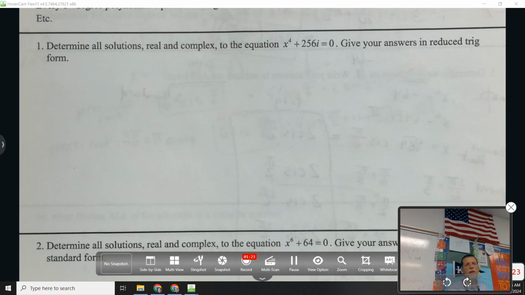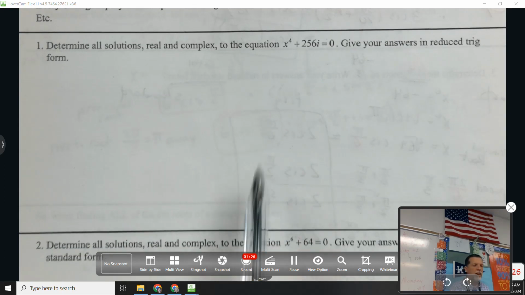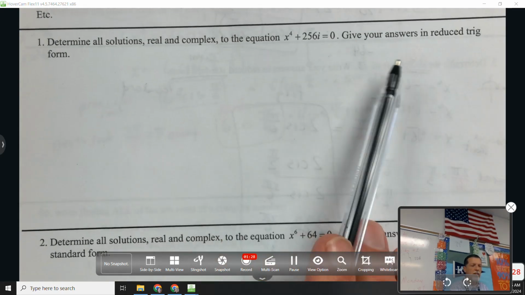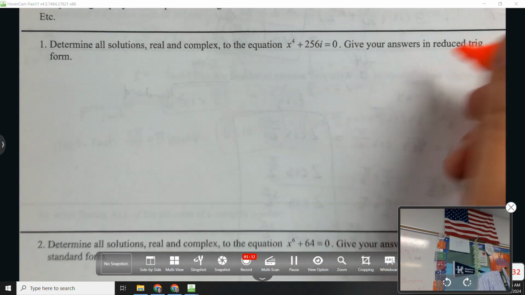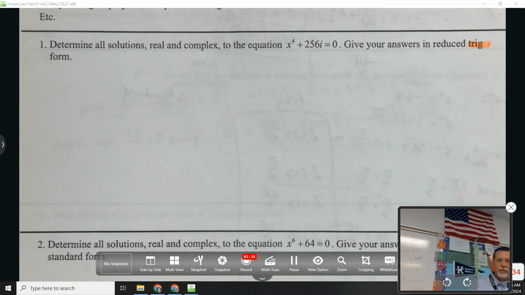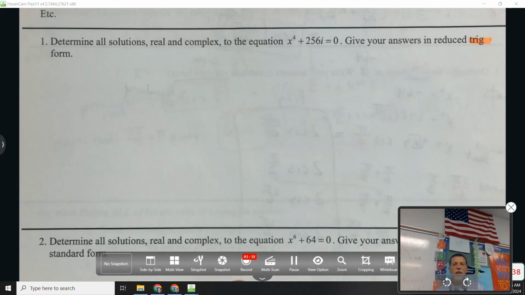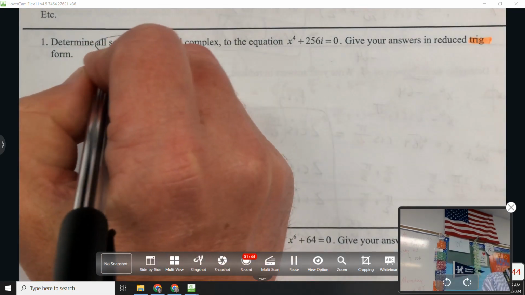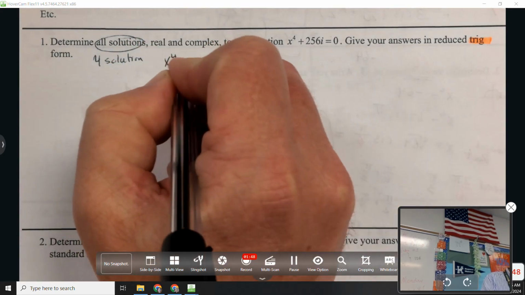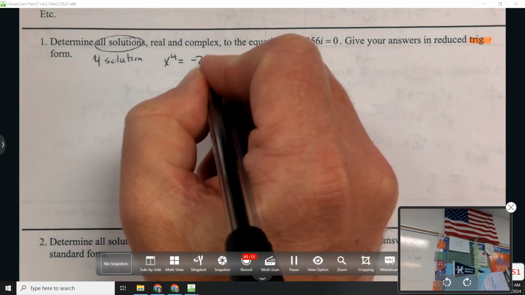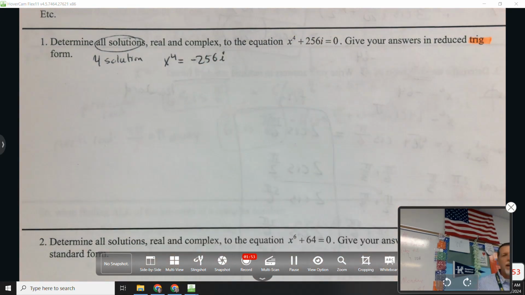Number 1, determine all solutions, real and complex, to this equation. Give your answers in reduced trig form. Oh, I like this one because we like trig form because that's the angles and we don't have to do anything further. So I like this question. How many answers am I going to have? Should be 4 solutions. So x to the 4th equals negative 256i.